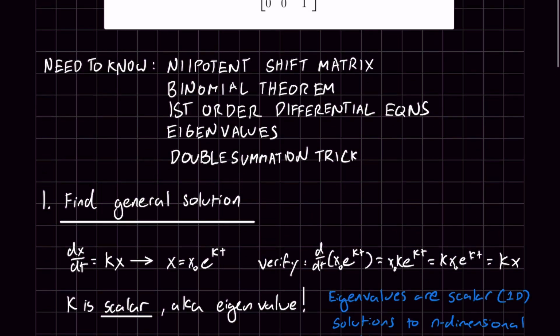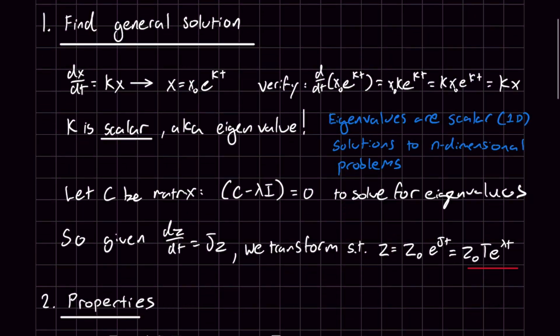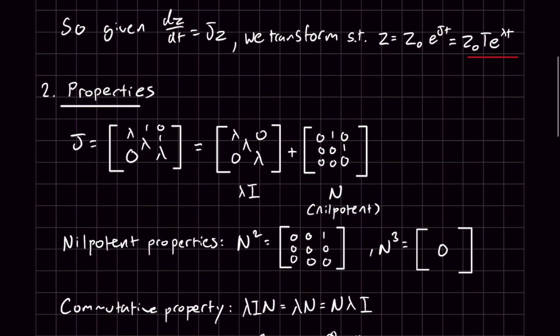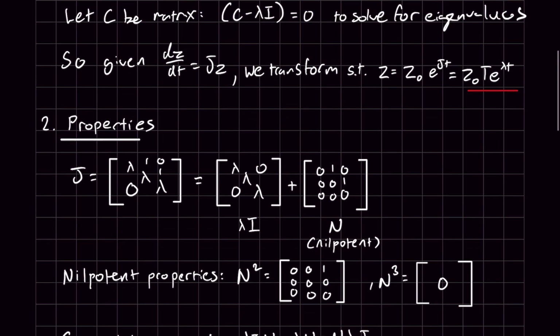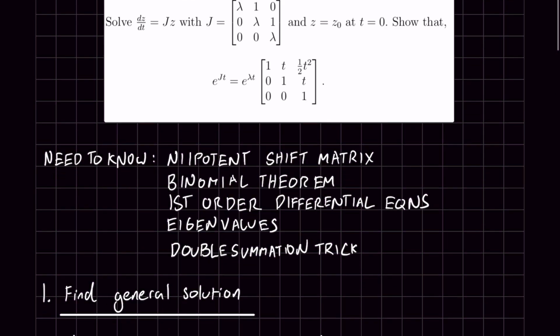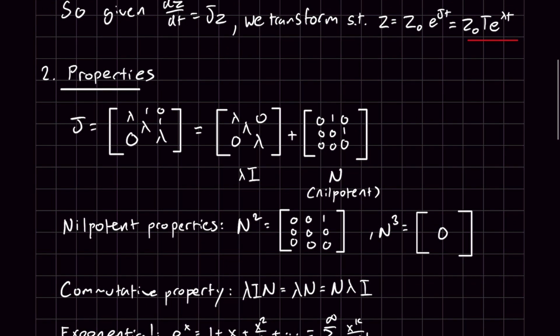So, okay, now on to all the fun topics. There are many things you need to know going into this problem in order to solve this. First, let's talk about nilpotent. A nilpotent is a matrix that looks like this.